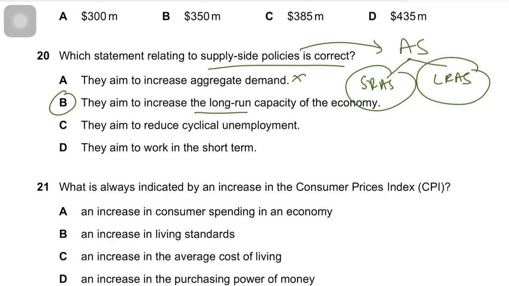They aim to increase the long run capacity of the economy. As far as the long run capacity of the economy is concerned, we're talking about the long run supply side policies. Do they aim to work in the short term? No. They aim to reduce cyclical unemployment, which will reduce due to expansionary demand side policy. So this is not the answer as well. So 20 should be B.